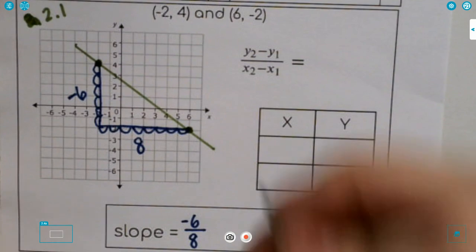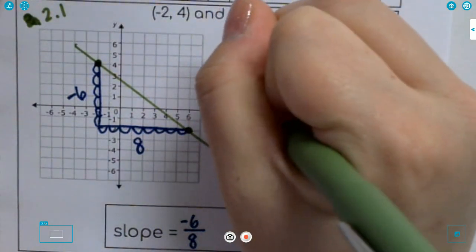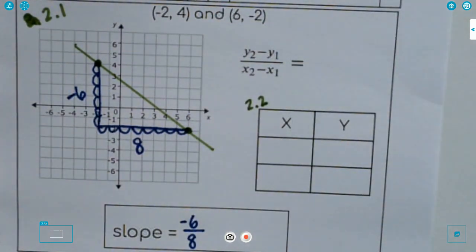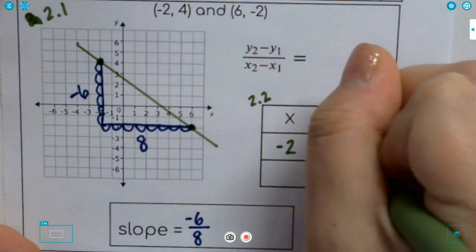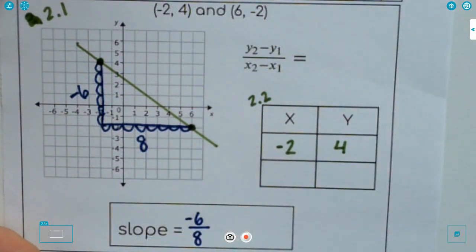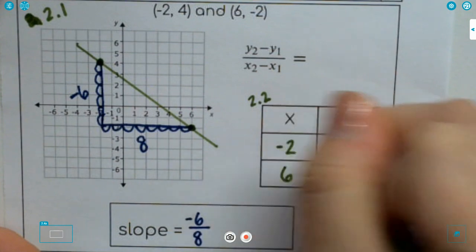In 2.2, we gave you guys a table of values, and we had you find your slope from a table of values. We can take these two ordered pairs, and we can make a little table out of them. So I'm going to write x, y, so I'm going to write negative 2, 4, and then 6, negative 2.